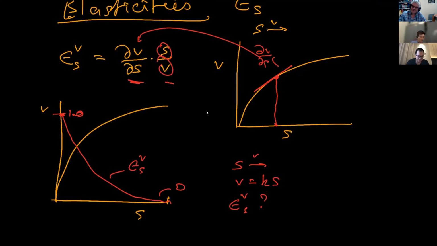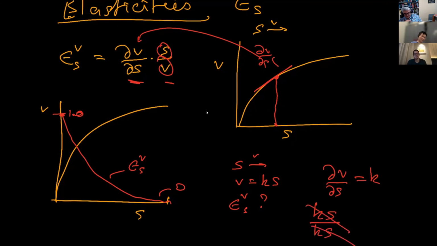So calculate dV by dS first. What's that? It's a constant, it's K. Now you do the S divided by V, but I know V is KS. Oh, I see. So it actually equals 1. So for a first order mass action kinetic reaction, the elasticity is 1. And it basically corresponds to the case when the reaction is a linear function of S.